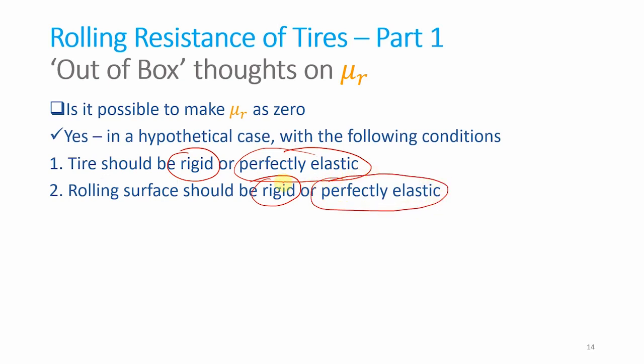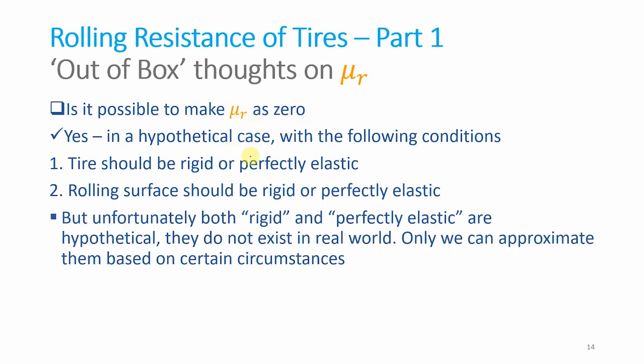You can see that there are 4 combinations we can have here: rigid tire and rigid surface, rigid tire and perfectly elastic surface. Same way, perfectly elastic tire and rigid surface, perfectly elastic tire and perfectly elastic surface. So if we have any one of these 4 combinations, then we can get mu r as 0. But unfortunately, both rigid and perfectly elastic are hypothetical. That means they do not exist in the real world, we can only approximate them based on certain circumstances.